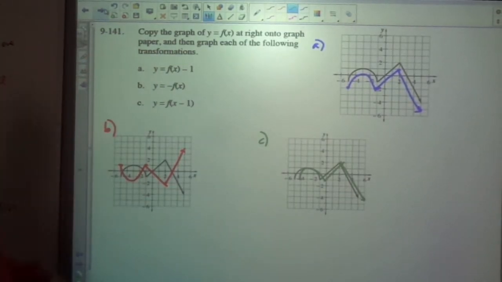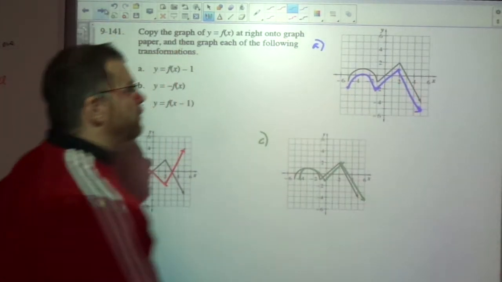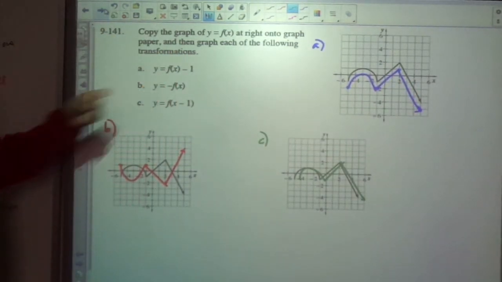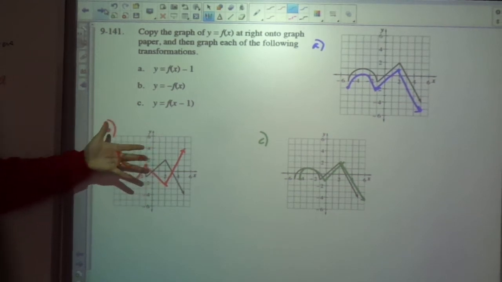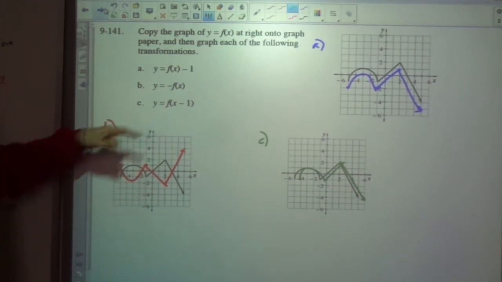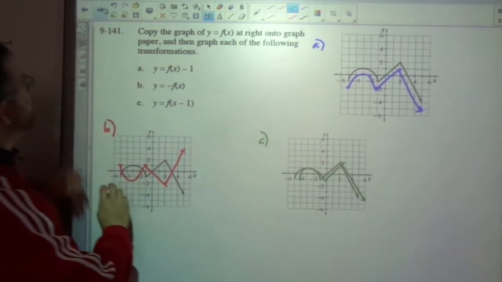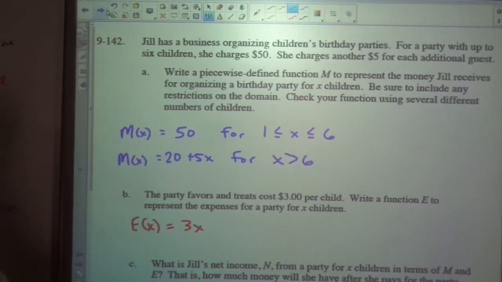Here we've got part A. The first one is we're subtracting 1, so the whole thing is shifted down 1. This one is a negative in front, so that's going to flip it upside down. And this one is subtracting 1 on the inside, which is going to slide everything right 1. So this is just shifted over 1.